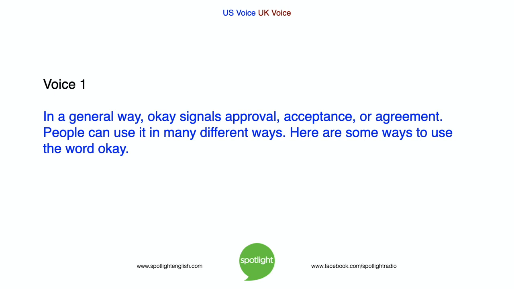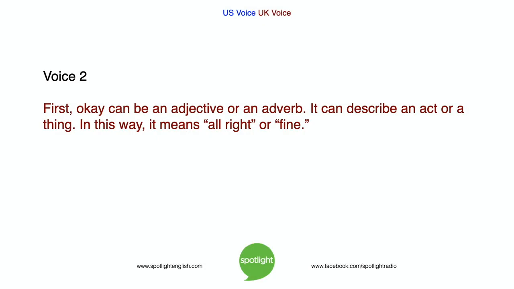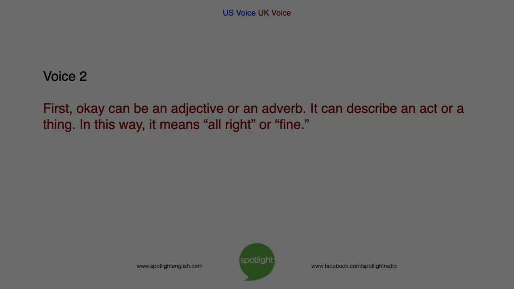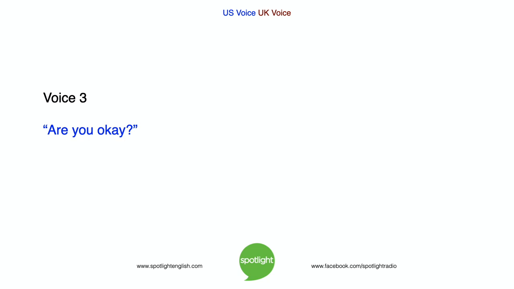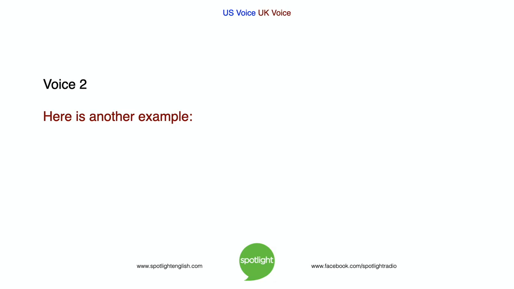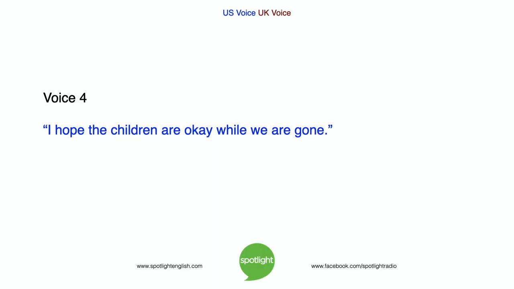Here are some ways to use the word okay. First, okay can be an adjective or an adverb. It can describe an act or a thing. In this way, it means all right or fine. Are you okay? Here is another example. I hope the children are okay while we are gone.